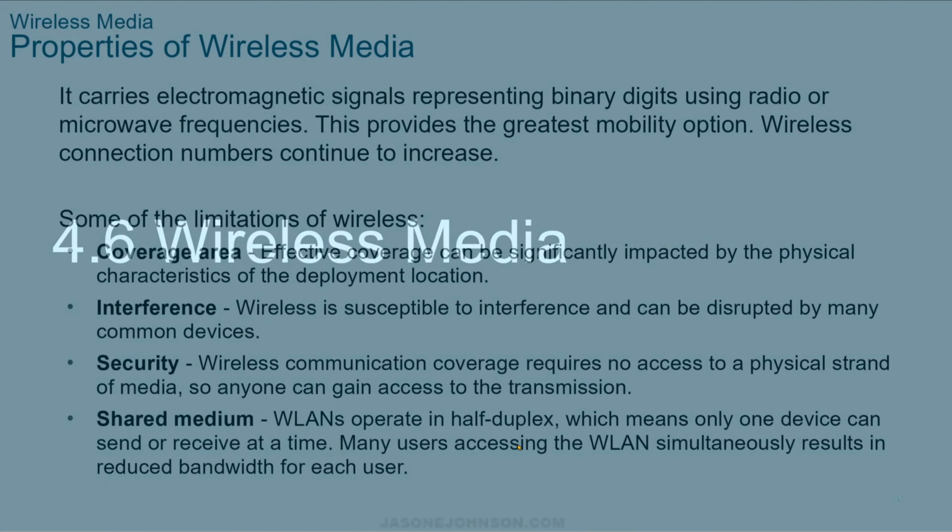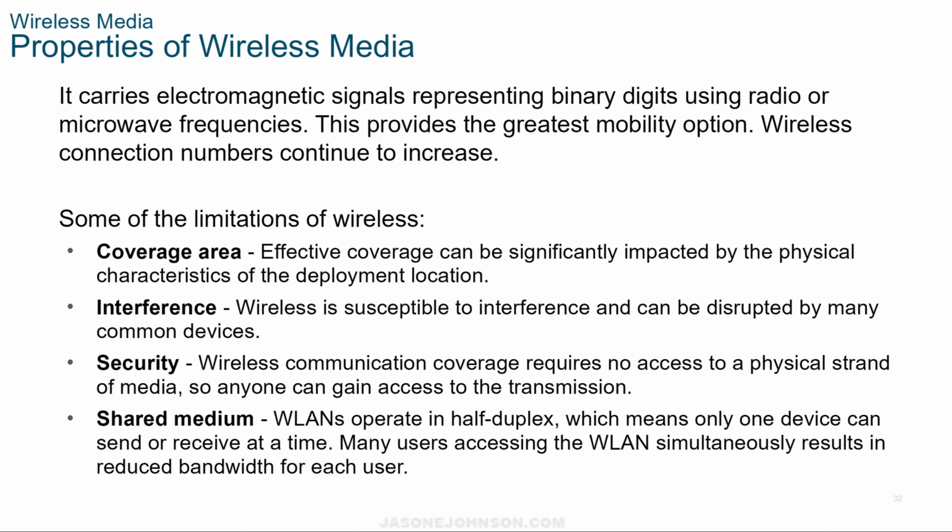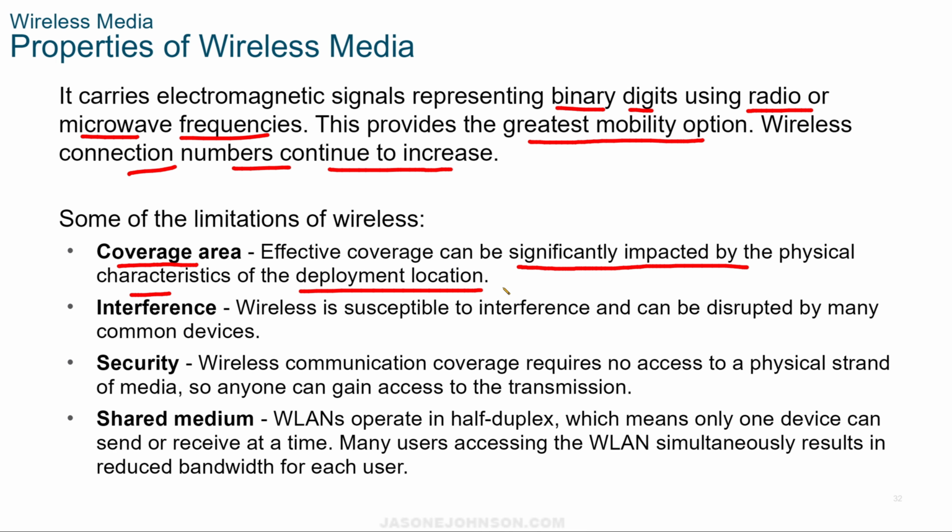Now we're going to take a look at wireless media. Wireless media carries electromagnetic signals representing binary digits using radio or microwave frequencies, and it provides the greatest mobility option of the connections. So wireless connection numbers continue to increase because of the flexibility. It allows us to have different coverage areas. However, that effective coverage can be impacted by the physical characteristics of the deployment location.